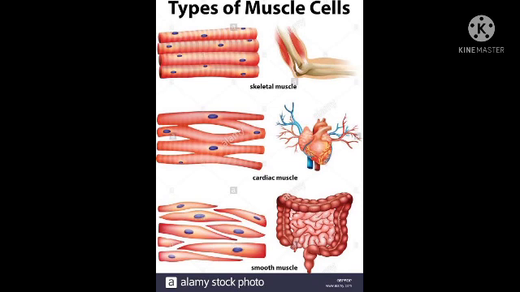Voluntary muscles or skeletal muscles are present in all parts of the body that we can move voluntarily. For example, it is present in our hand, it is present in our legs. That's why this muscle is named as voluntary muscles or skeletal muscles or striated muscles.